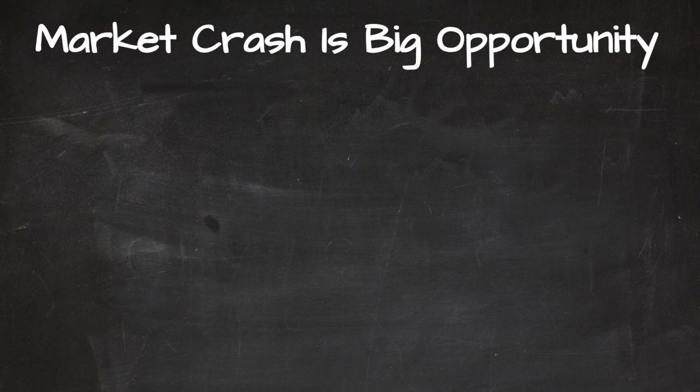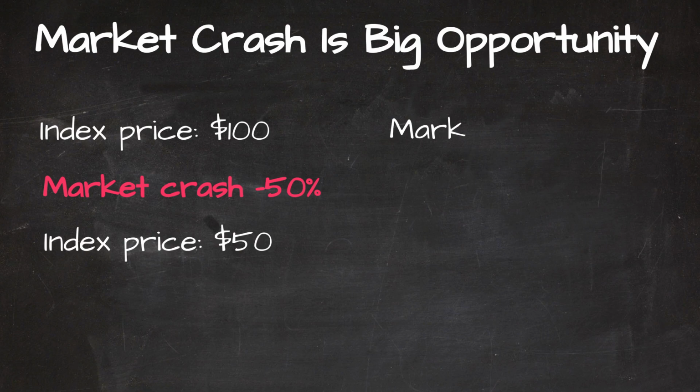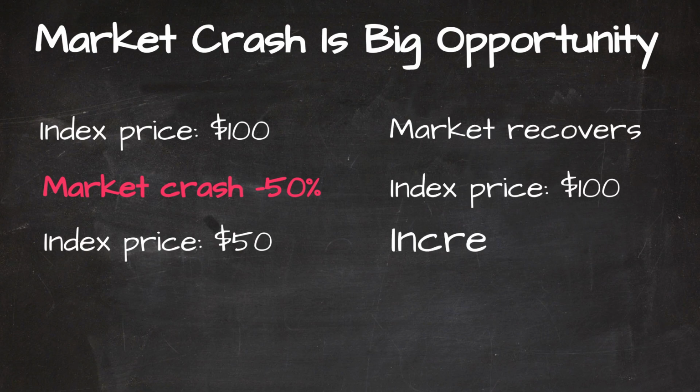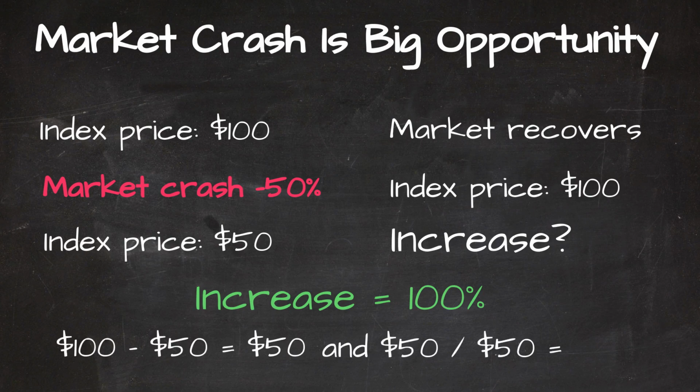Let me show you. Let's say the index is worth 100 and you get a market crash of 50%. The index price goes to 50. And let's say the market recovers and the index price goes to 100 again. What is the increase? The increase is 100%. Why? Because the increase from 50 to 100 is $50 and $50 over $50 is 100%. So if the market crashes 50% and recovers, you can double your money.